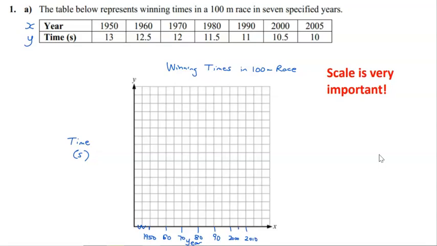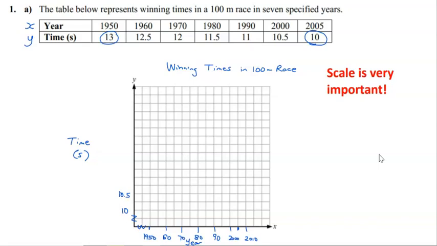Note that 2005 is going to be in the middle between them. I don't have to label that. On my y-axis, I look at my lowest time, which is 10, and my highest time, which is 13, and I have to spread that out. And I see that I have a lot of decimals of 0.5. So again, I'm going to use a scale break, and I'm going to start at 10, and use 2 squares to represent 0.5.